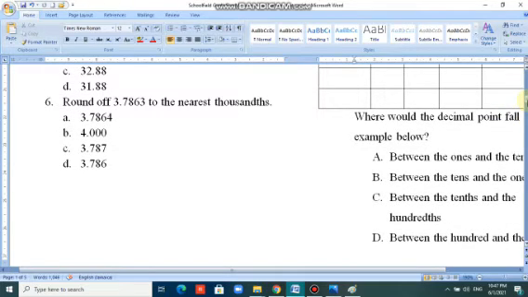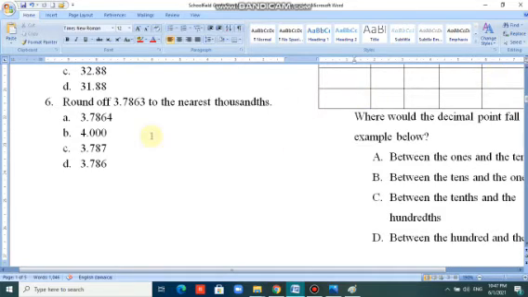Let us go to number 6. Now it says round off 3.7863 to the nearest thousandths. Round off 3.7863 to the nearest thousandths. Thousandths, not thousand now, students. It's thousandths. So we're going to look at the numbers that come after the decimal point. All right?